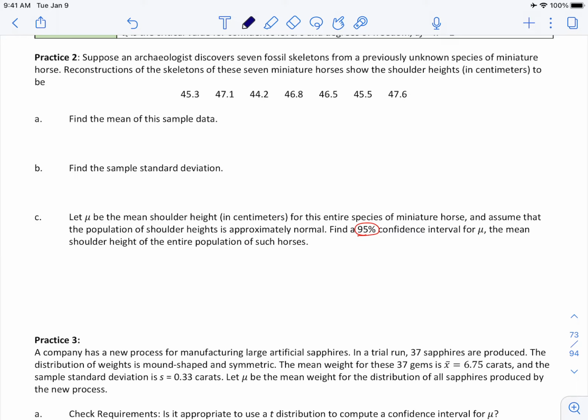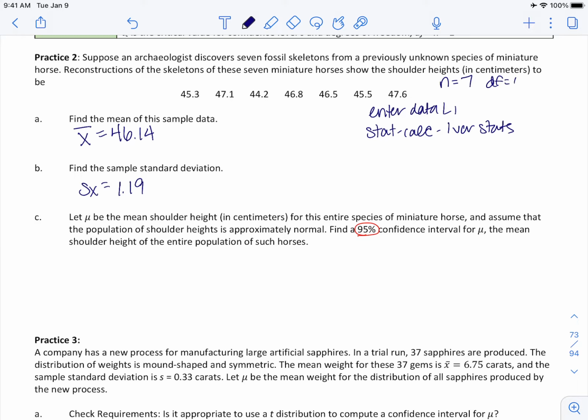Okay. So if you recall, remember you can enter your data into L1. We do stat, calc, and then the one variable statistics. And so our mean comes out to be 46.14, and our standard deviation is 1.19. Notice I'm using x bar and s sub x because these are coming from the sample data. Okay, so in this case, we have our n equals 7, which means our degrees of freedom equals 6.